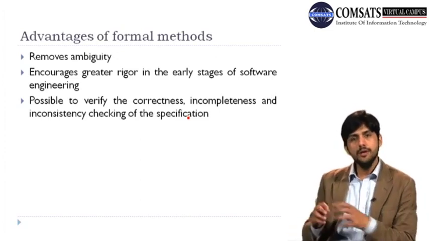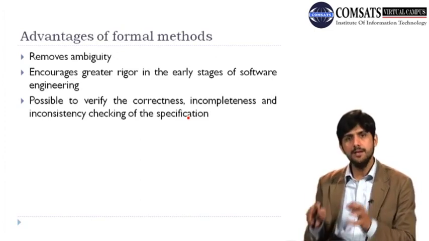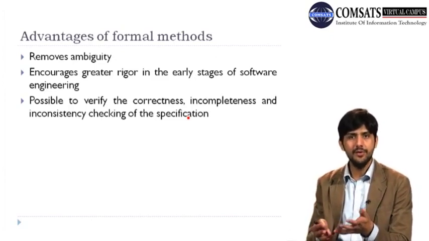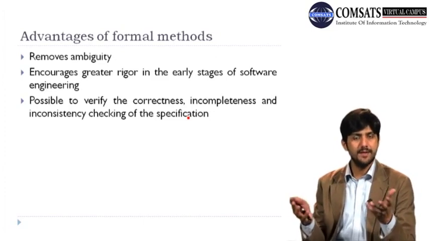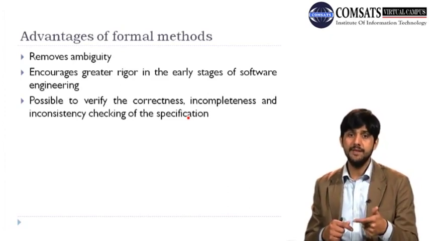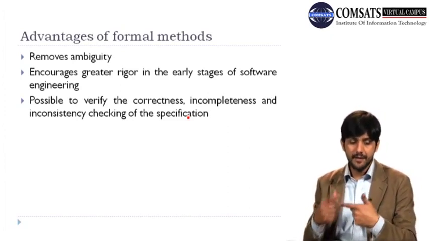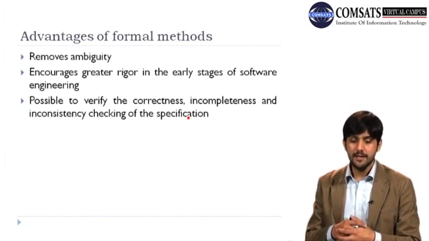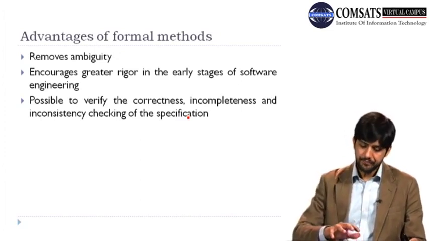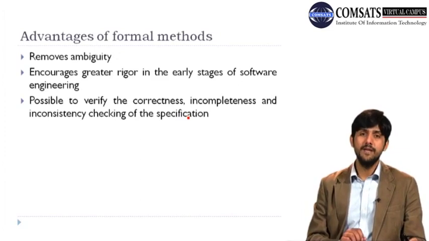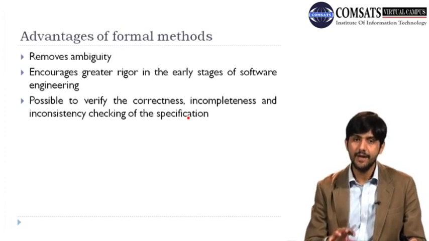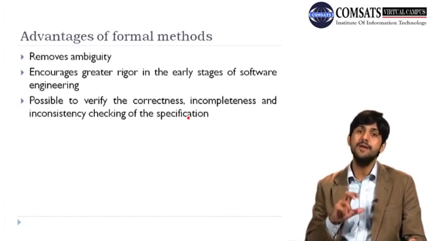If you use formal methods, then you are putting a lot of rigor into the early stages. You will spend a lot of time understanding and removing the ambiguities, because you want to write it in a formal way, in a Boolean, 0 or 1 way. It cannot be done if you do not have a clear understanding. So if you're using formal methods, you will need greater rigor in the early stages. It is also possible to verify correctness, and to check the specification for incompleteness and inconsistency. Whenever you write requirements formally, you can check your formal model for these things: correctness, incompleteness, and inconsistency.